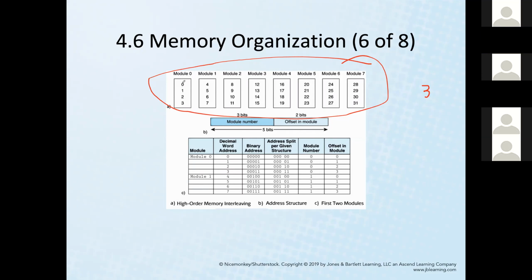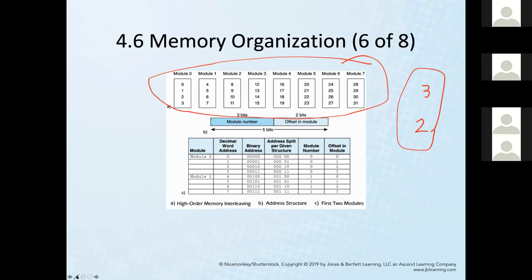So how many, not 4 bits, sorry. Each module has 4 cells, 4 memory locations. To select one of these 4 memory locations, we need 2 bits. So the total address line is 5 bits. So we need 5 bits to address one of these memories.